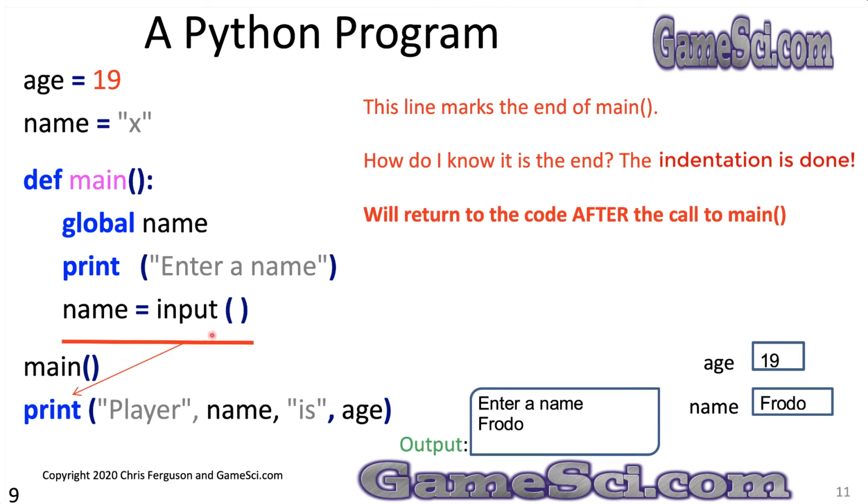This line marks the end of main. Now, how do I know it's the end of main? Because the indentation is done. We'll return to the code after the call to main. What happens when you reach the end of main? It will jump back to after the call to main and pick up executing of the program.